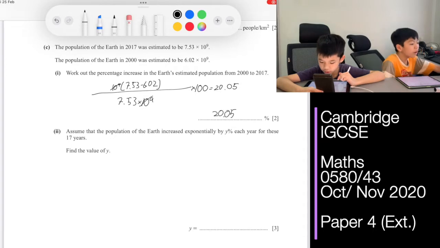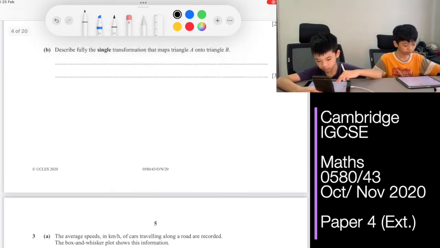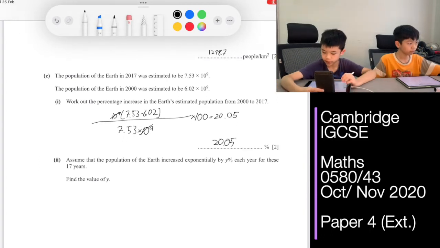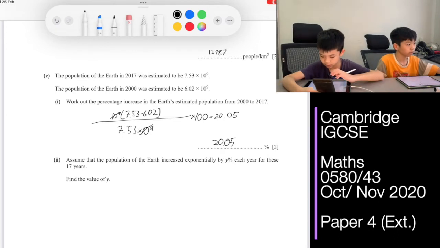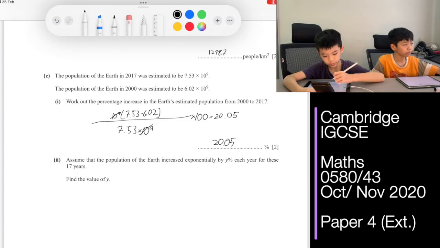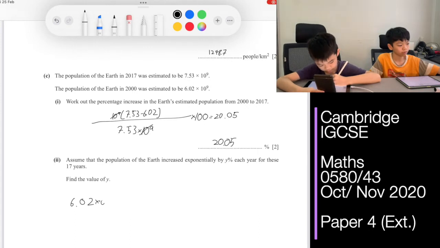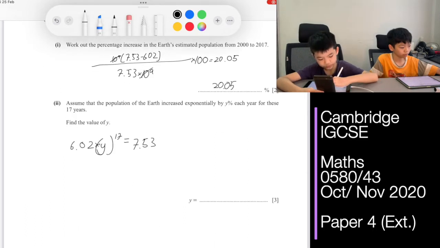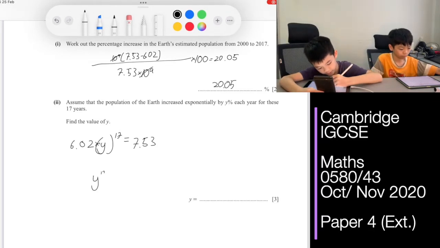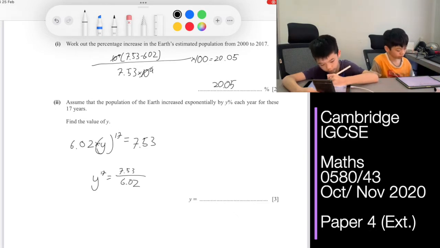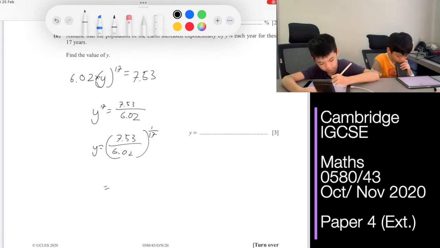C2. Assume that the population of Earth increased exponentially by y percent each year for these 17 years. Find the value of y. Okay, so 6.02, you can just cancel these two out because it's on both sides. Multiply y to the power of 17 equals 7.53. Y to the power of 17 equals 7.53 over 6.02. Y equals 7.53 over 6.02 to the power of 1/17, which is equal to 1 plus y.